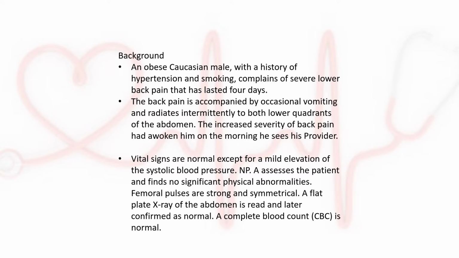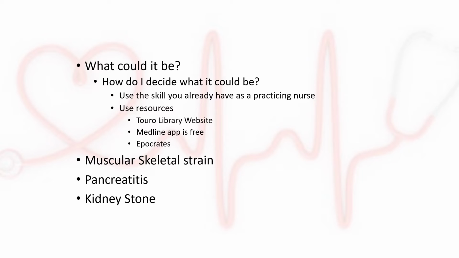First one. We have an obese Caucasian male, hypertension and smoking, has severe lower back pain for 4 days. The back pain is accompanied by some occasional vomiting. It radiates intermittently to both lower quadrants of the abdomen. The increased severity of back pain actually woke him up, and he's going to see his provider. His vital signs are normal except a mild elevation of the systolic pressure. The NP assesses the patient, finds no significant physical abnormalities. Femoral pulses are strong and symmetrical. A flat plate x-ray of the abdomen is read and later confirmed as normal, and the CBC is normal as well. Okay, so let's consider this patient.